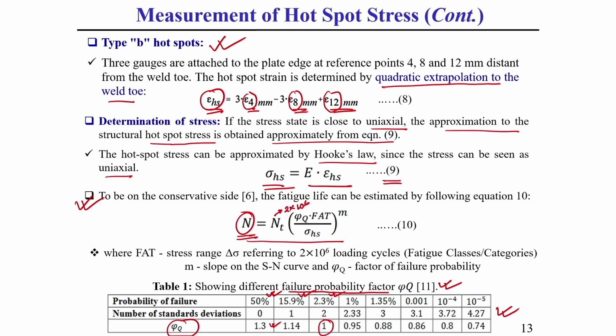Now, whatever FAT value is used in equation number 10, I will show in a subsequent slide. And what is the M value? Generally the M value is the slope of this SN curve, which will be used for determining this life. Accordingly we need to consider this M value. Generally this M value is equal to 3 that we use. And the FAT classes that are there, I am going to show.